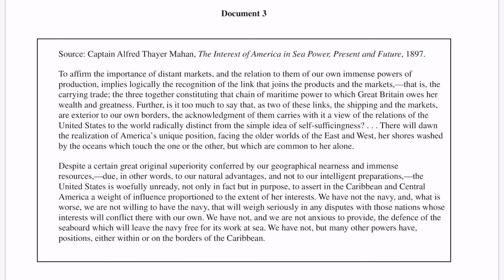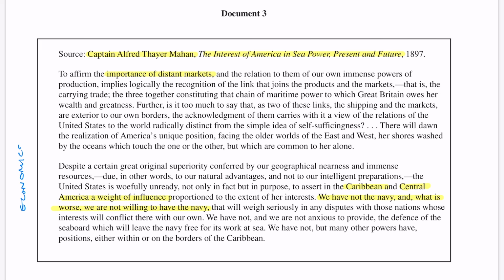Okay, document number 3 is by Captain Alfred Thayer Mahan, The Interest of America in Sea Power, Present and Future. And the first thing he mentions is the importance of distant markets. He mentions the American influence in places like the Caribbean and Central America, but then he mentions a problem. We have not the Navy, and what is worse, we are not willing to have the Navy. So this tells me there's something about economics going on here and the relationship of having a good Navy to protecting economic interests. So I'm going to put economics right here. All these words that I'm writing off to the side are going to help me later with my grouping.